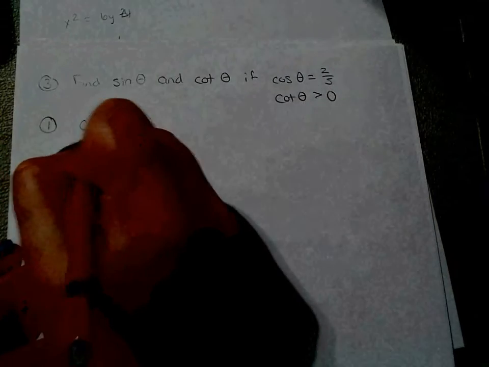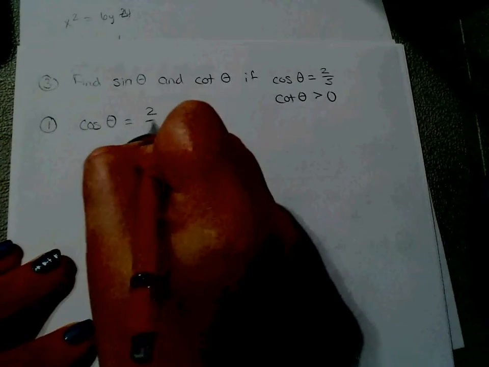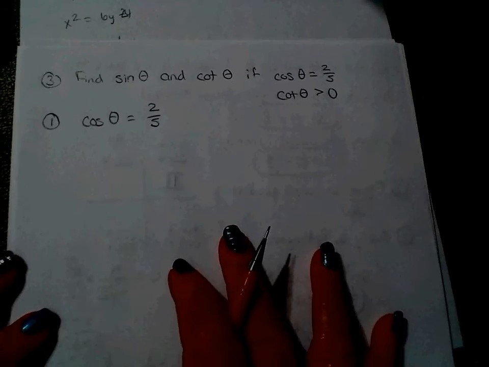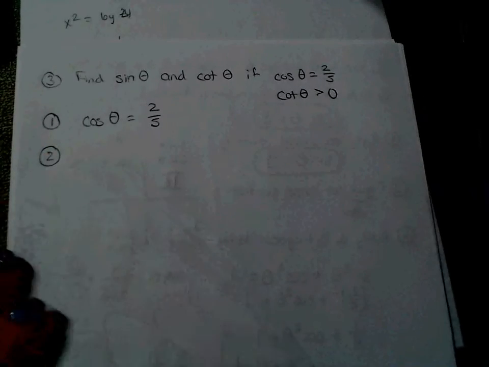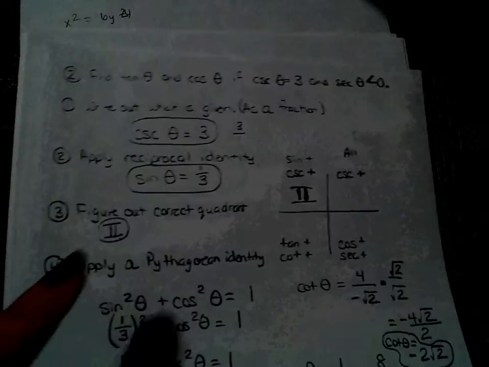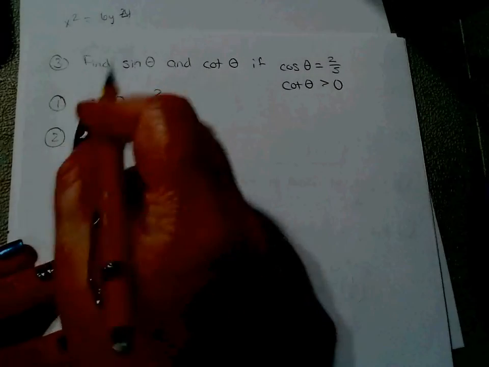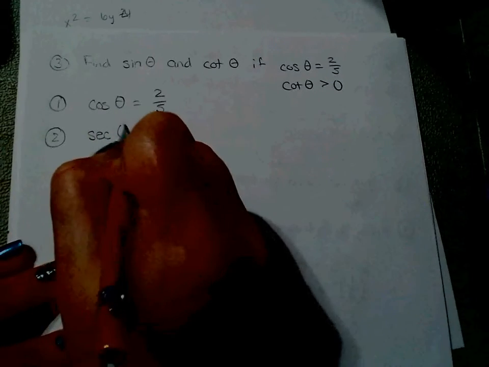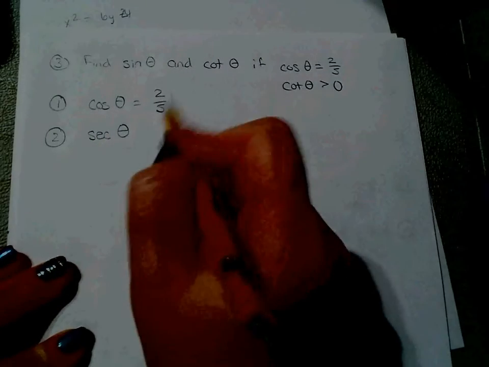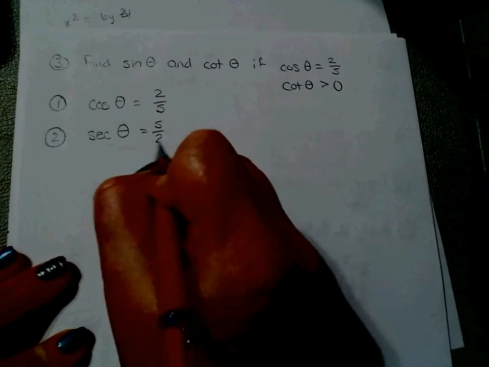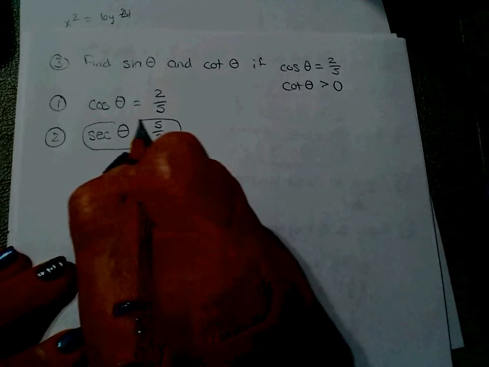Alright, so step number 1, and I'm going to try to follow the same steps I followed on the other side of this paper, was write out what was given. So I'm given cosine of theta equals 2/5. Then step 2 was apply a reciprocal identity. So the reciprocal of cosine, if you look at your chart of formulas, is secant, and you just flip this upside down. So now we have secant and we have cosine.